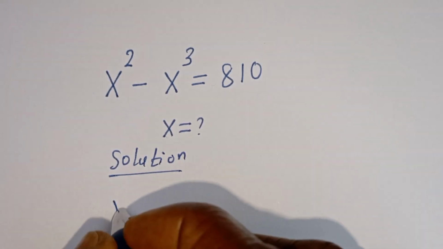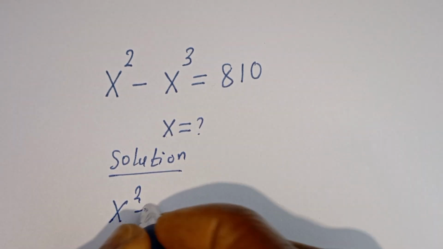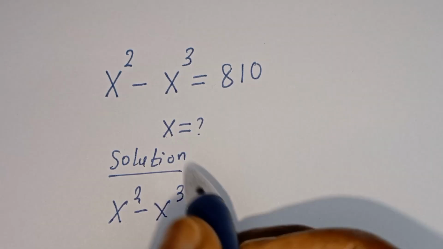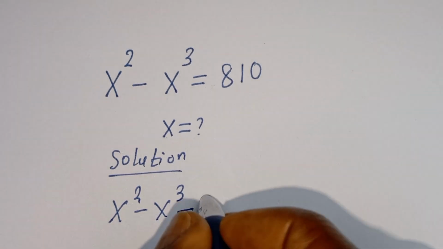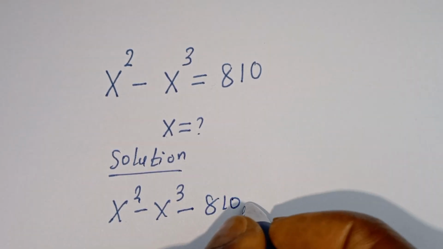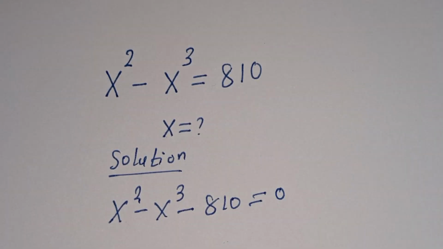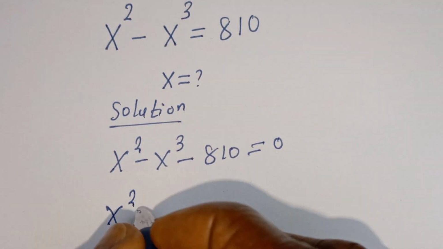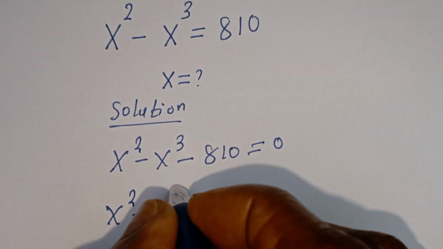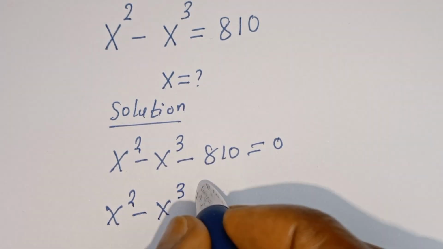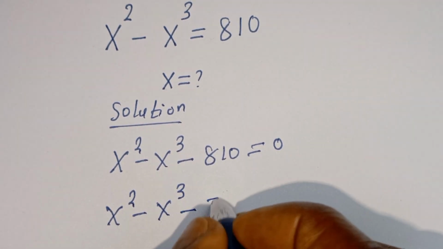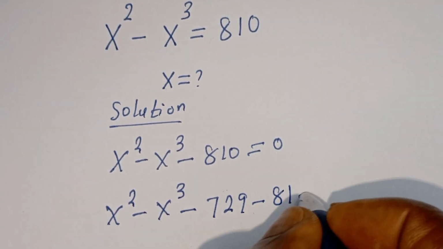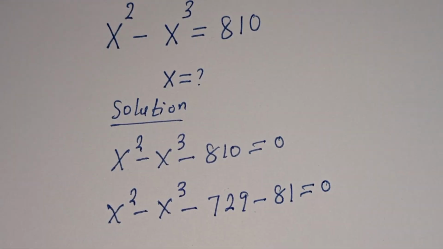Then we have s squared minus s to the power of 3. Let's bring this 810 to this side. It becomes minus 810 is equal to 0. This is s squared minus s to the power of 3 minus 810, which can be written as minus 729 minus 81 equal to 0.